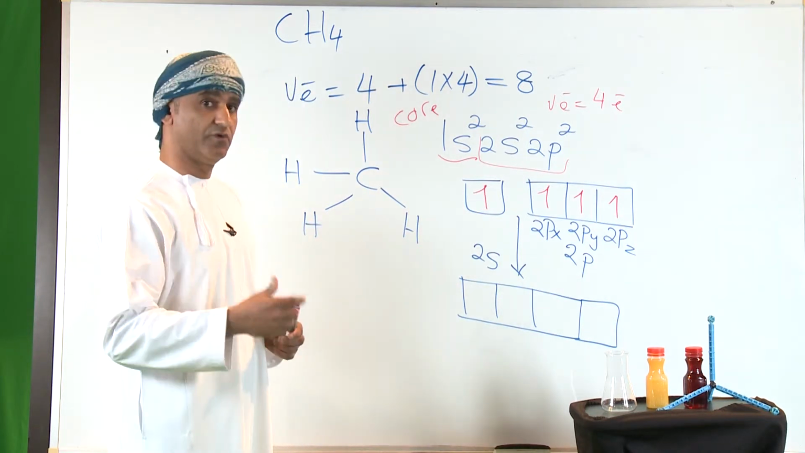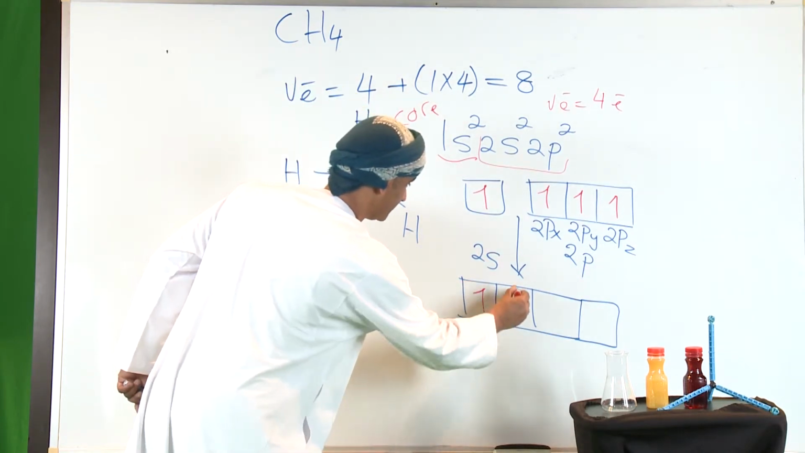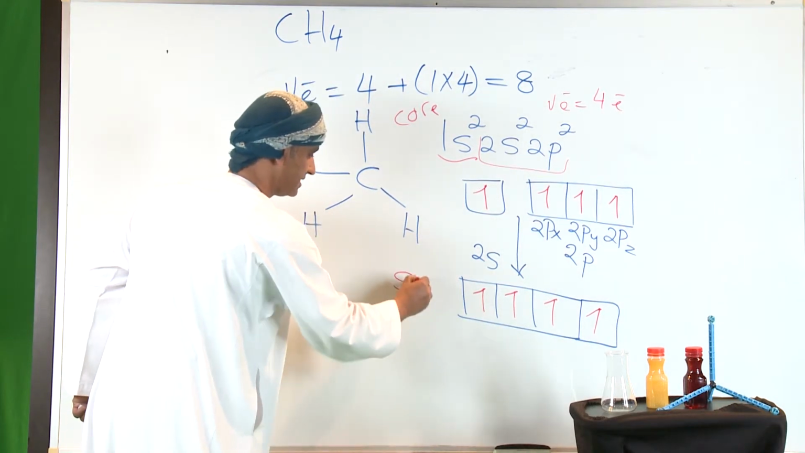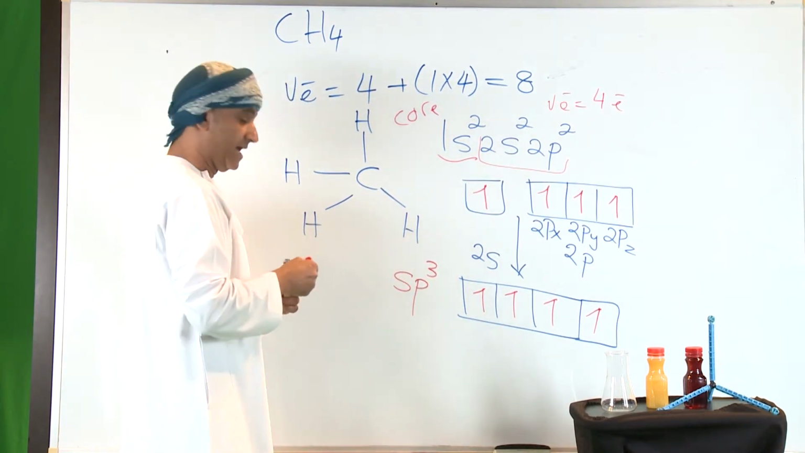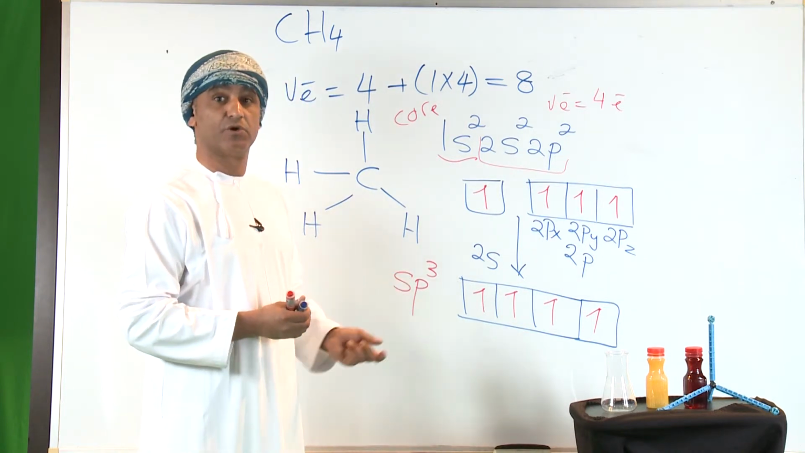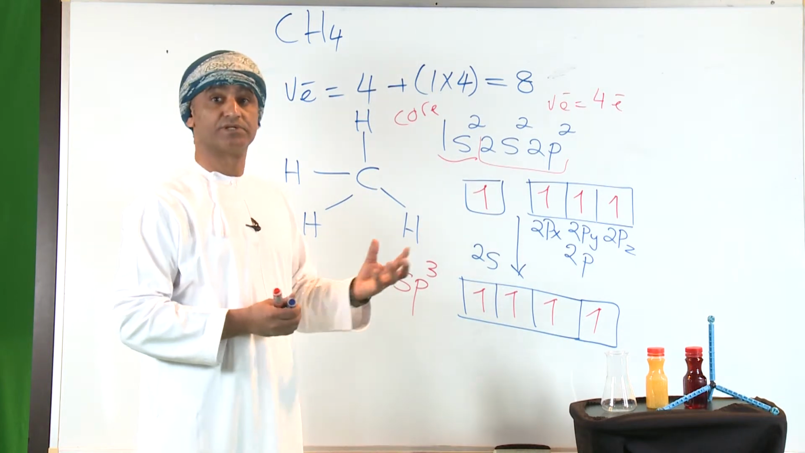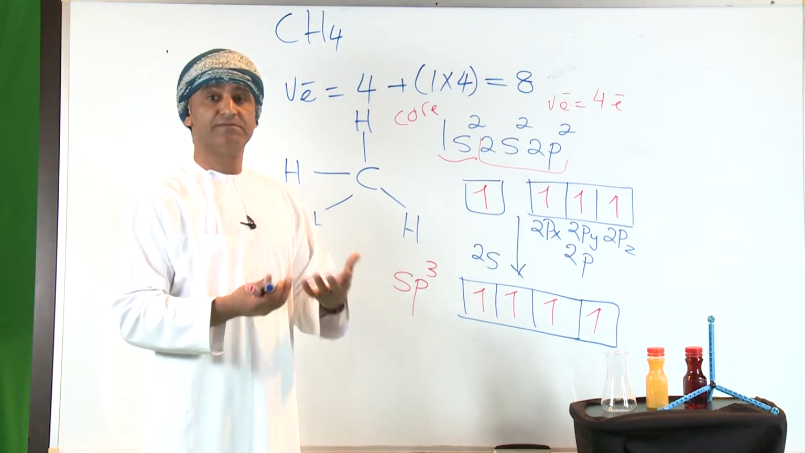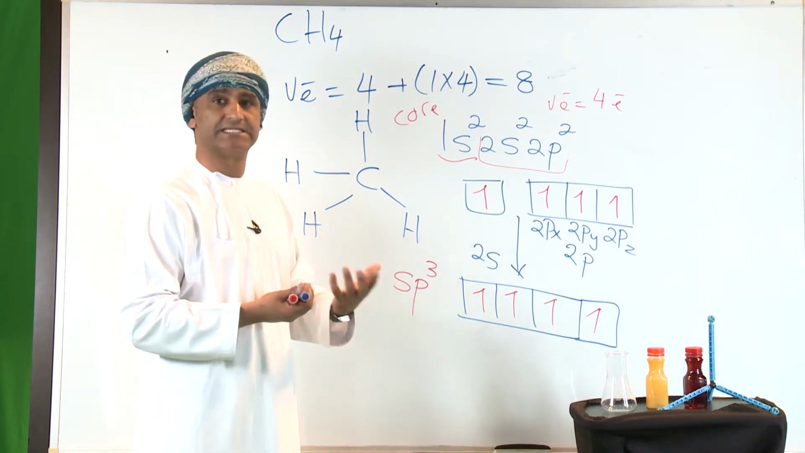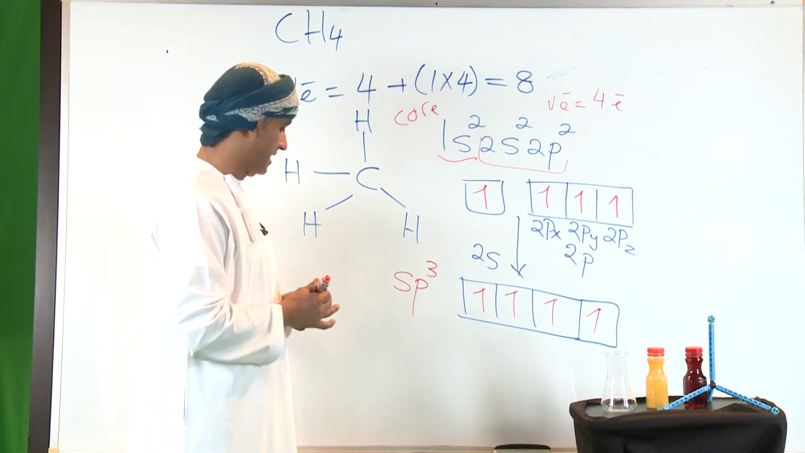So we get 4 hybrid orbitals, and of course there is 1 unpaired electron in each of them, and the hybridization type in this case is sp3, and it is called sp3 because 1 s and 3 p orbitals are mixed in this process. These hybrid orbitals are in between, if you like, in characteristics, or of intermediacy in characteristics between those of p and s orbitals.